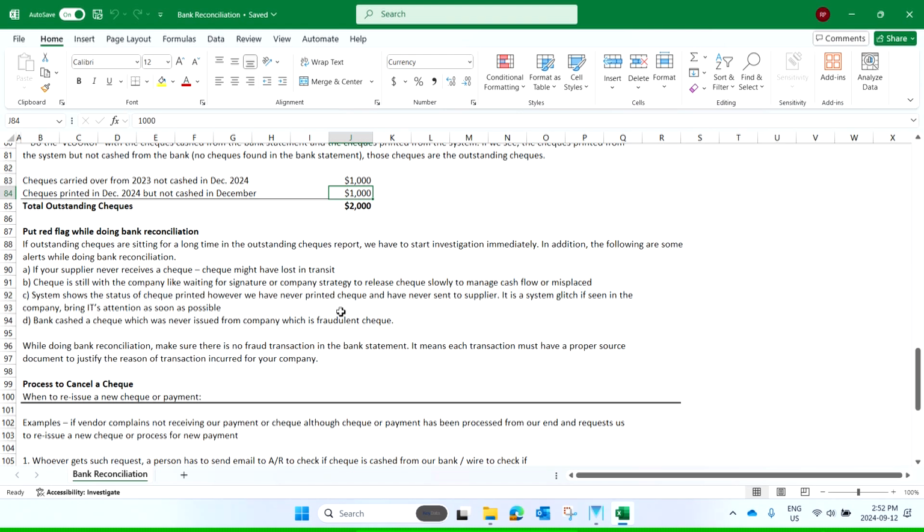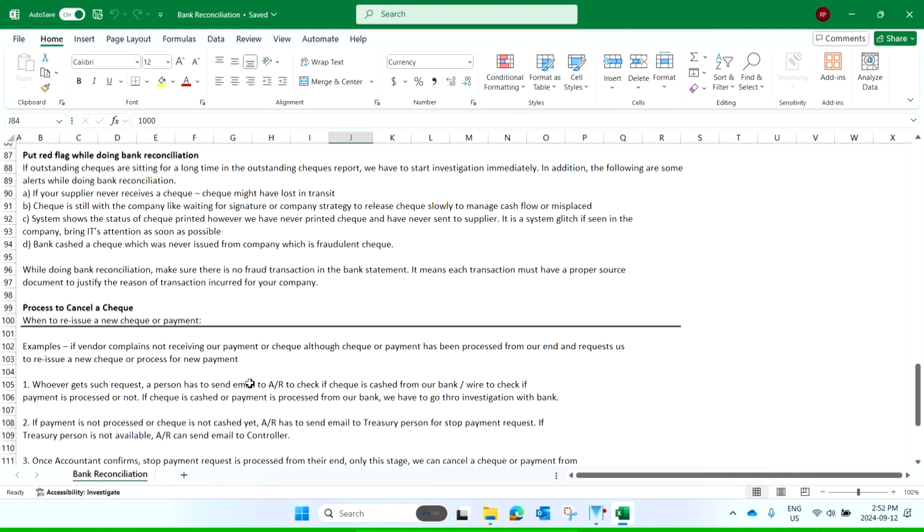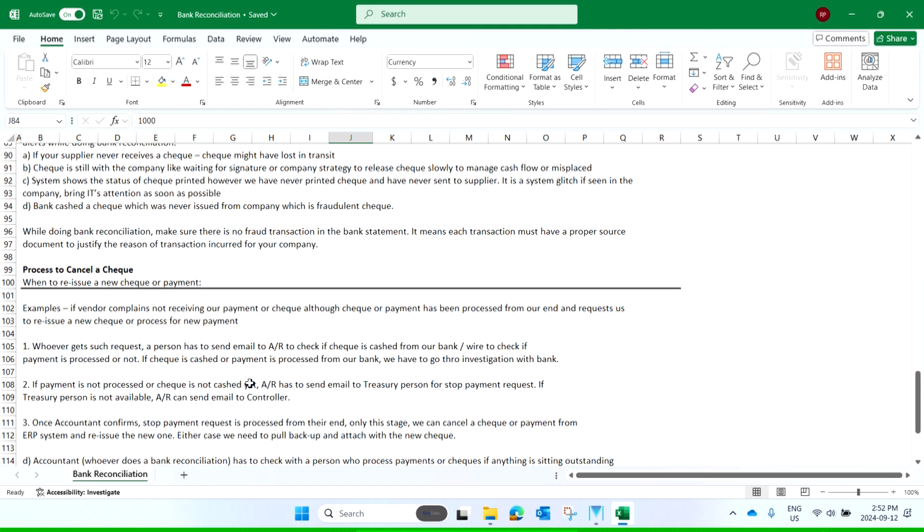And for every transaction, you need to make sure that you have a proper source document to justify the transaction. The other thing is, if a check is sitting for a long time, then you need to do a stop payment, and probably you need to reissue that check back to the vendor.